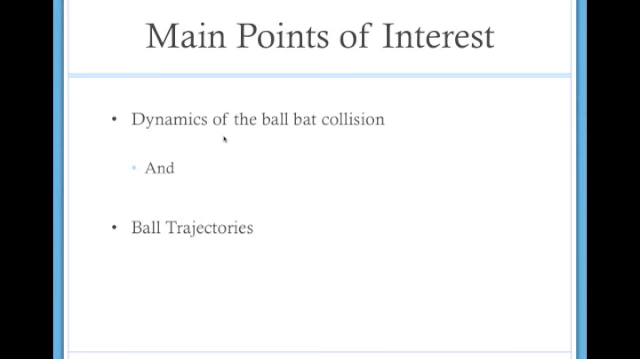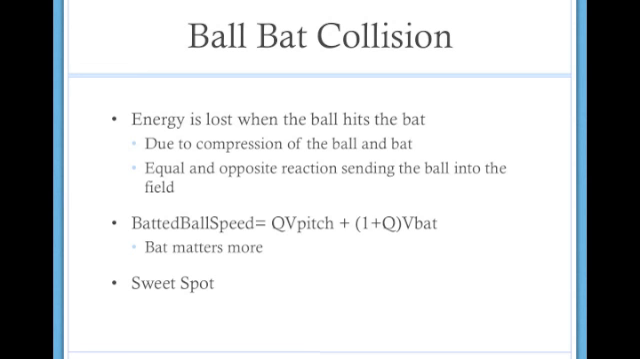So moving on with that idea, I was very interested with the idea that energy is lost when the ball hits the bat. And this is due to the compression of the ball and the bat, which you don't really think about considering the ball and the bat are relatively hard objects. But when they're hit at such high speeds, they do both compress. And due to Newton's law, the bat transfers momentum to the ball. And due to Newton's law, it tells us that the ball will also transfer momentum back to the bat.